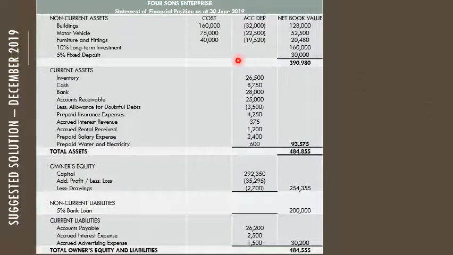Alright, and then you put in also all of the non-current items minus the accumulated depreciation. Awak dapat net book value lah. Ni tolak ni dapat 128,75 tolak 22, dapat 52,000, 40,000 tolak 19,000, dapat 20,480. And then tambahkan dengan investment dan current asset awak tu, awak dapat total dan current asset kita 390,980.